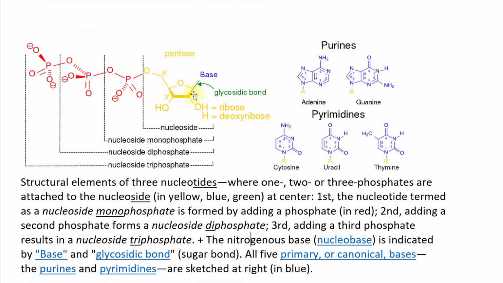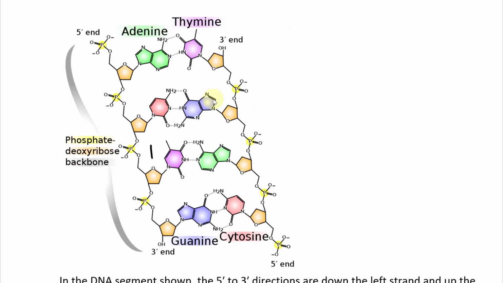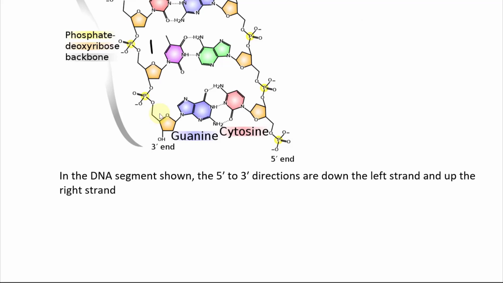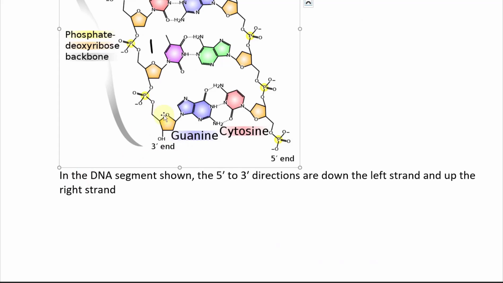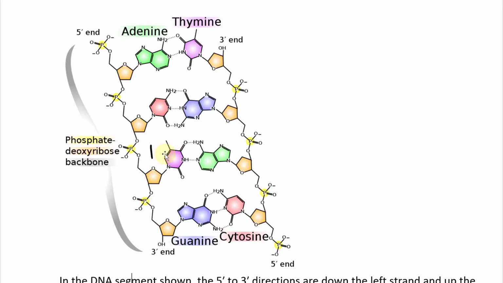So in this one right here, you're connecting a sugar to a nitrogenous base, or a nucleobase. Let's go further and read this part here. In the DNA segment shown, the 5' to 3' directions are down the left strand and up the right. It depends on how you're reading it. When you're reading it, you always go from the 5' to the 3'. If you're going to write it out, you would start over from this side.